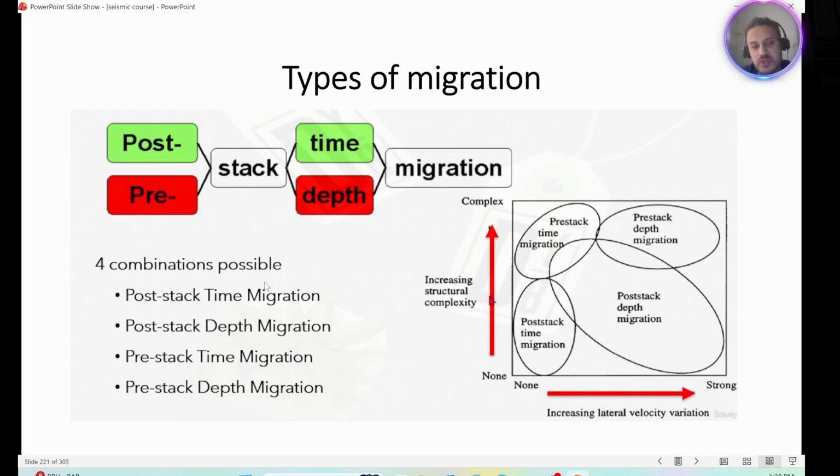We have the types of migration. We have four combinations possible: pre-stack time migration and pre-stack depth migration, which happen before stacking, and post-stack time and depth migration, which happen after the stacking. Structural complexity increases the need for the complex method. Pre-stack is complex, and post-stack time migration and post-stack depth migration are not complex. Pre-stack time migration and depth migration are applied before the stacking. They are slow and take a lot of time, but are more accurate than the post-stack.